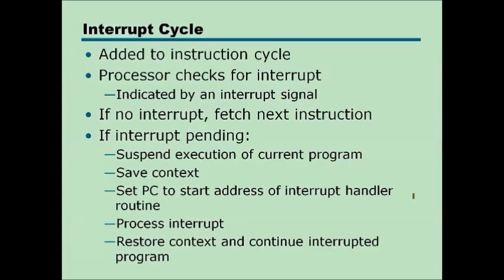So interrupt cycle. Added to the instruction cycle, the processor checks for an interrupt indicated by an interrupt signal. If no interrupt, fetch the next instruction. Unless there is an interrupt: suspend the execution of the current program, save context, set PC to the start address of the interrupt handler routine, process the interrupt, restore context, and continue the interrupted program.